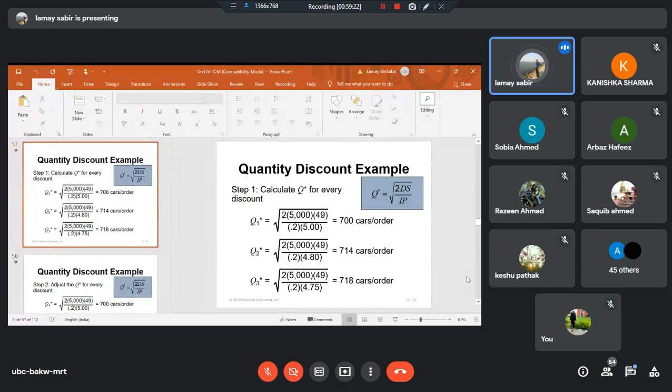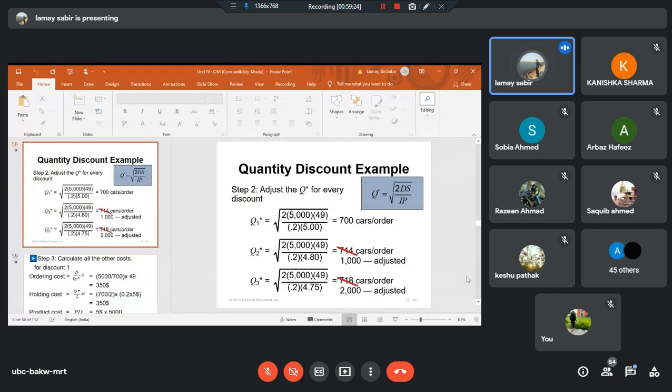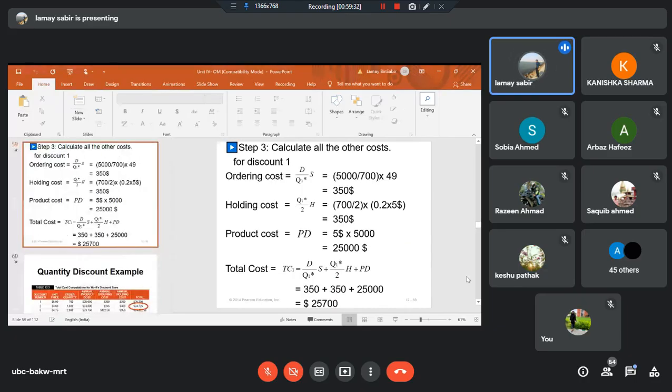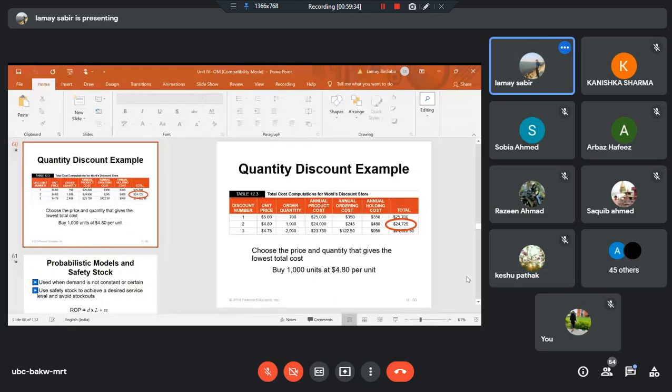Q1, Q2, Q3. We adjust the values of Q1, Q2, Q3 according to the breakpoints. And the adjustments are there in front of you. For each Q, we have calculated the total cost. And we reach the final answer that wherever the total cost is minimum, corresponding to that, we will order the quantity. And that is our final EOQ, final economic order quantity.